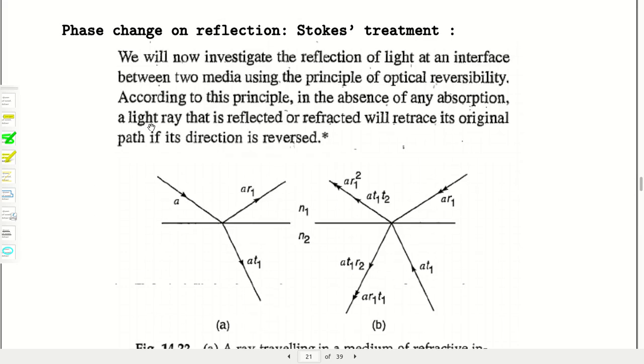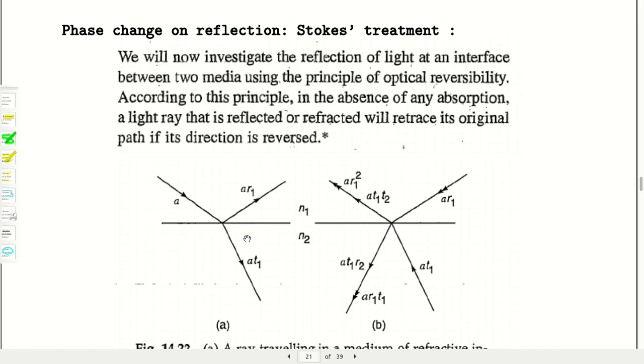Today we are going to learn on the topic which is interference by the division of amplitude. In our previous class we have discussed the interference due to the division of wavefront. Let us first begin with the Stokes treatment on the phase change due to the reflection.